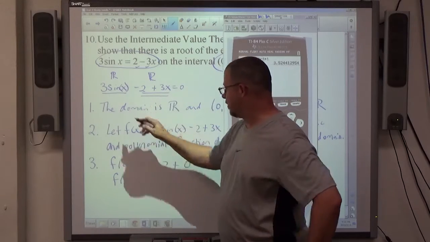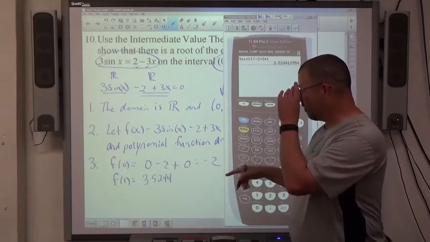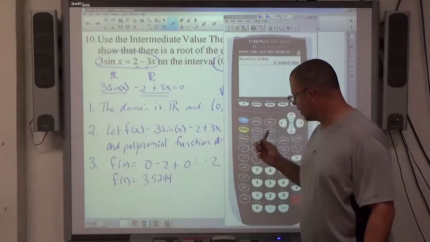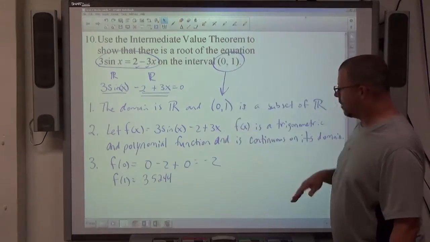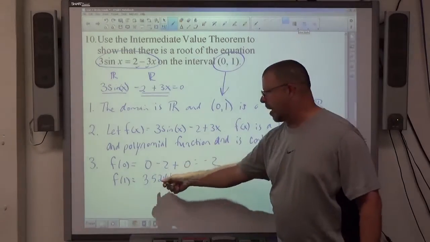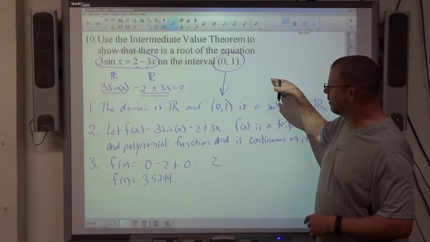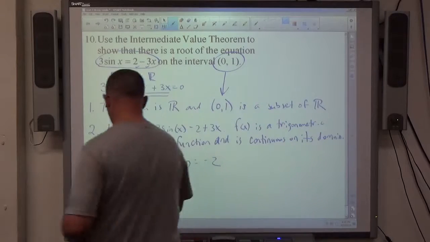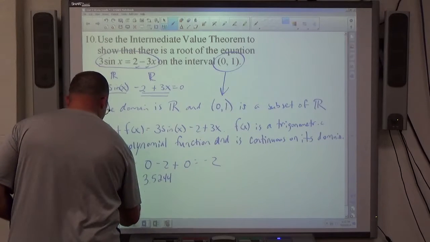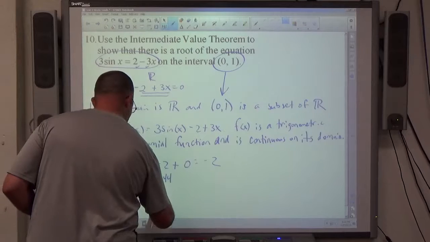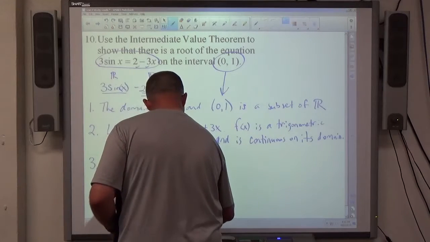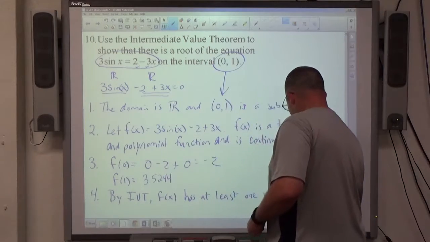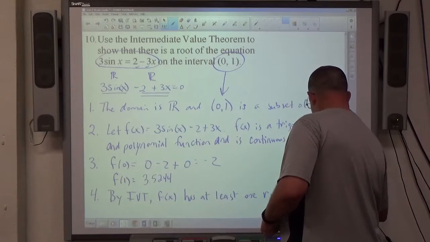If you wanted to write 3 sine of 1 minus 2 plus 3 times 1 equals that, that's fine. If you're using a calculator to evaluate, I'll just believe you typed it in your calculator. Hopefully you do it correctly. Notice I got a negative result, then a positive result. So I'm at 0, negative 2, I jump up to 1, 3.5 something. It's got to cross the x-axis, so the final step is to state that by the intermediate value theorem, f of x has at least one root on the interval from 0 to 1.